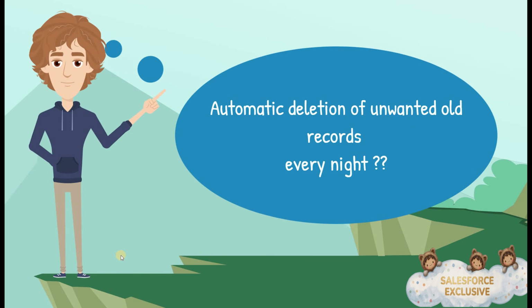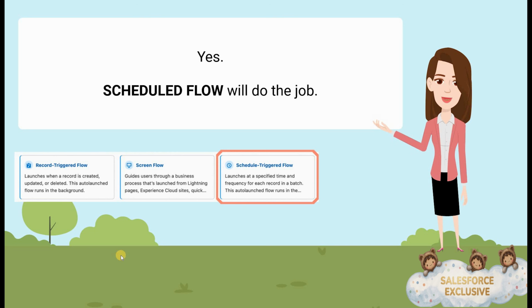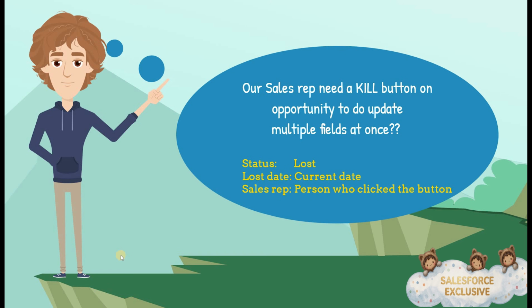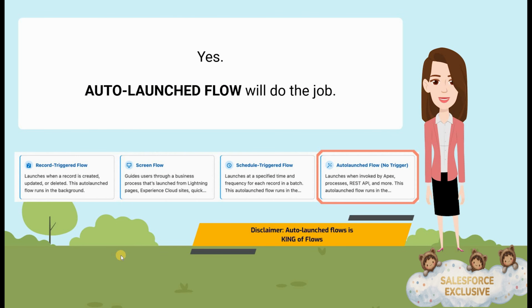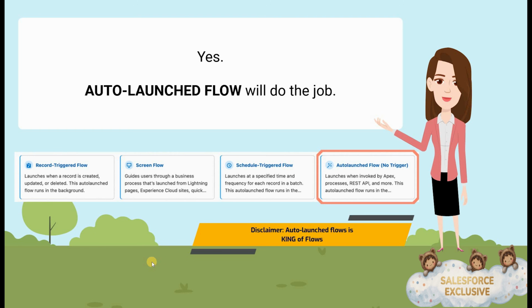Automatic deletion of unwanted old records every night? Yes, schedule flow will do the job. Our sales reps need a quick button on opportunity to update multiple fields at once. Yes, Autolaunched flow will do this job. And a disclaimer: Autolaunched flows are king of flows.